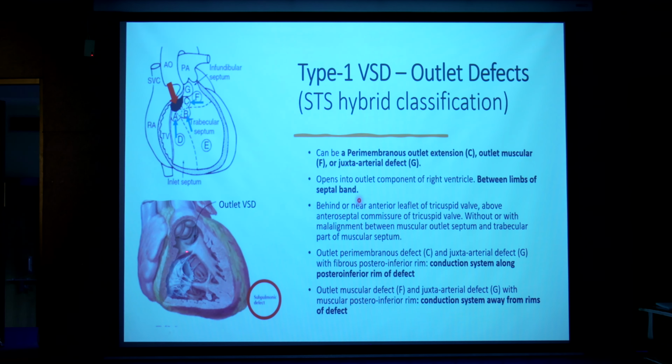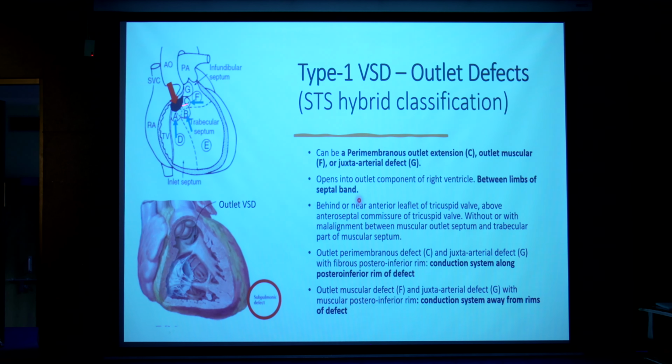You can see here that is the posterior inferior limb, so it is actually away from the anteroseptal commissure. There can be malalignment of the conal septum, and there may or may not be malalignment in these situations. Outlet perimembranous defect, that is the C. See, outlet. There is a perimembranous extension into the outlet. That is called outlet extension.